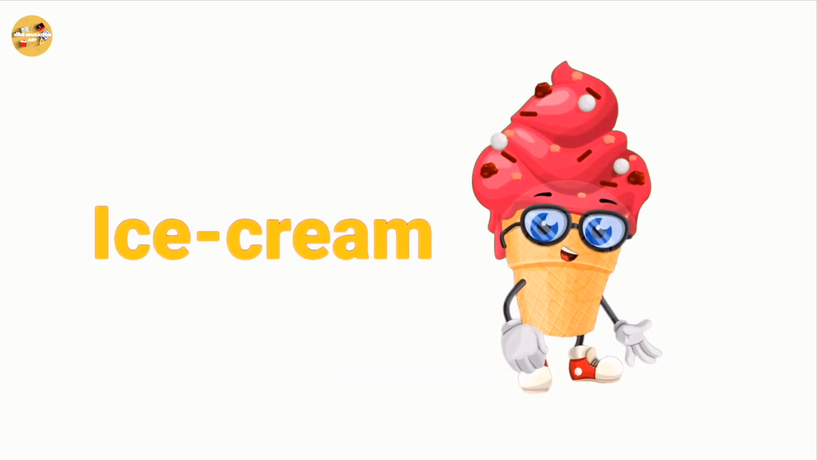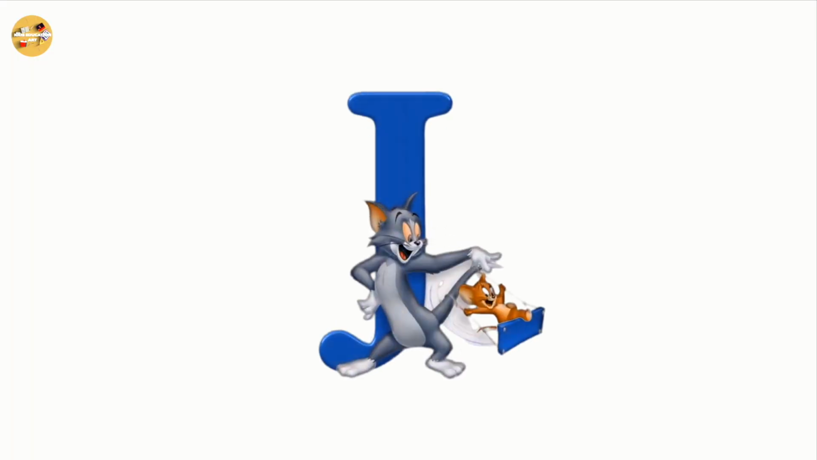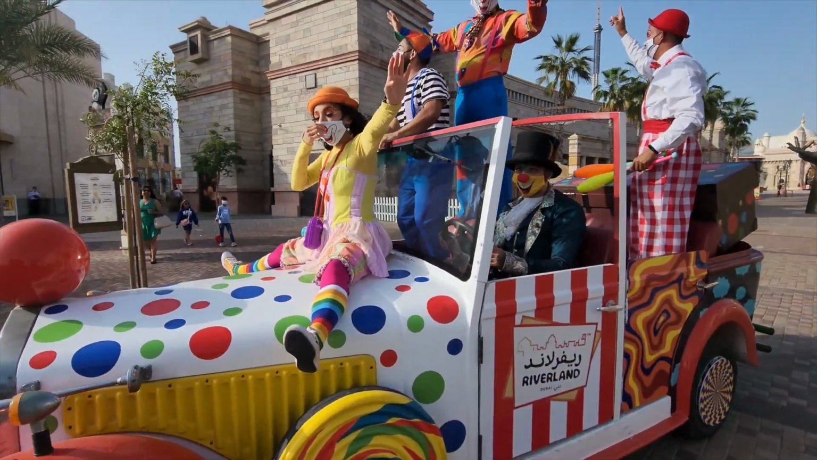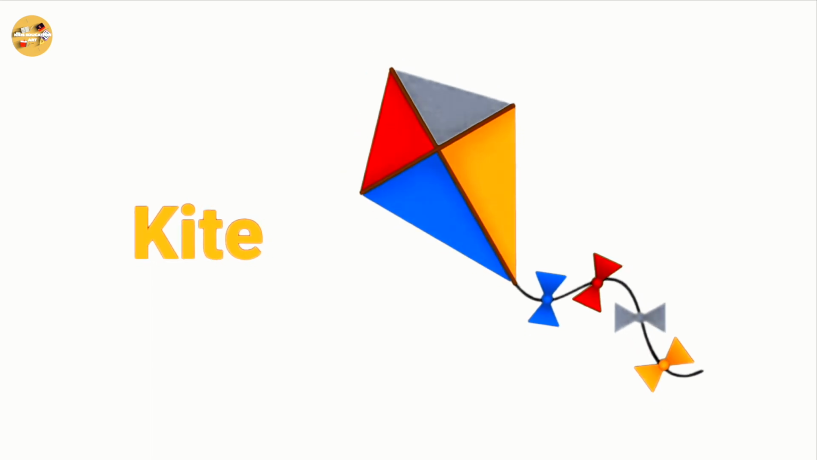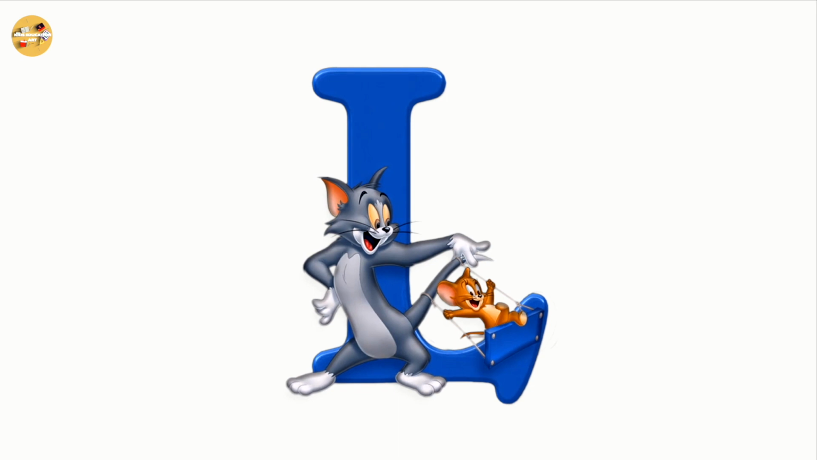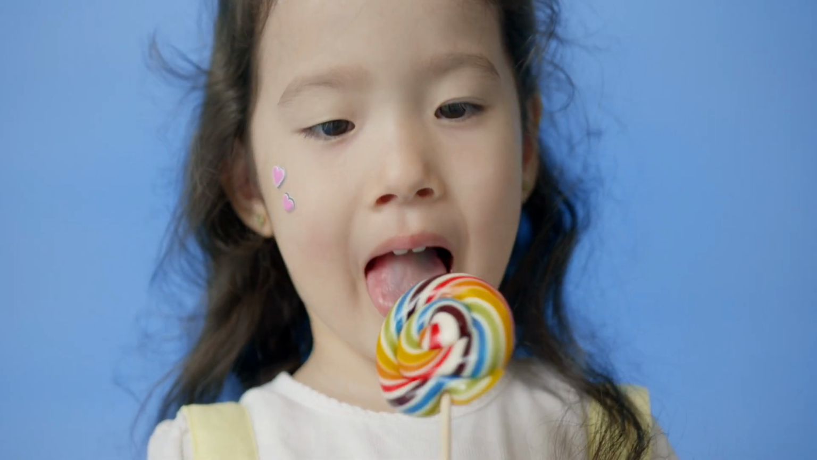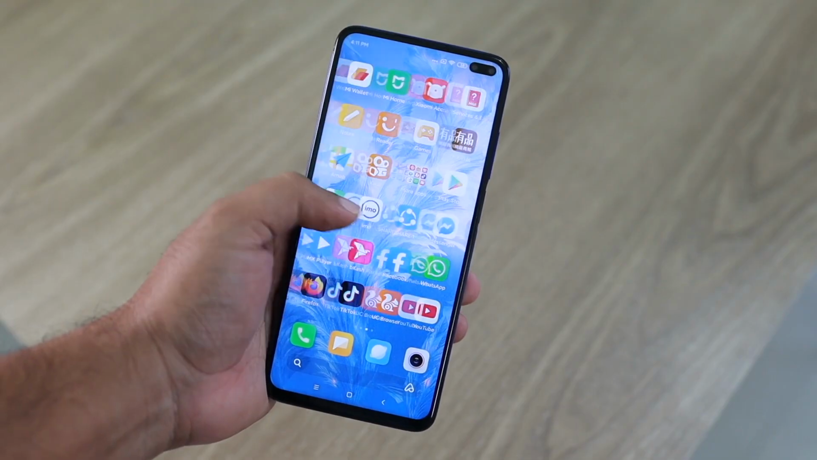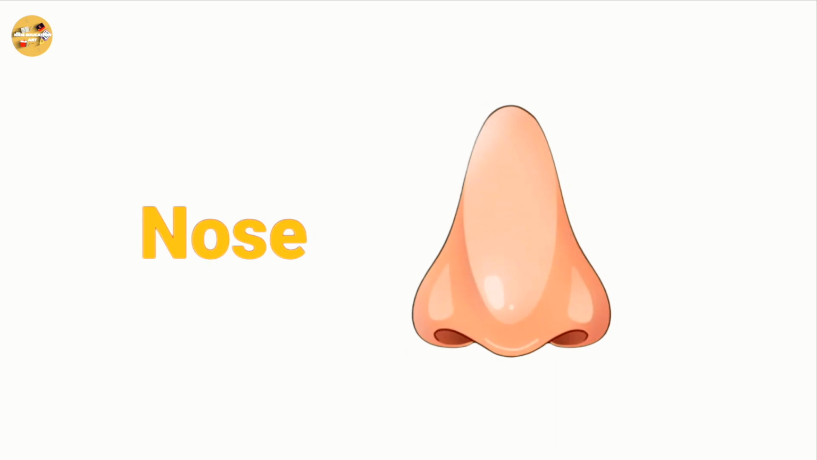I. I for ice cream. J. J for joker. K. K for kite. L. L for lollipop. M. M for mobile phone. N. N for nose.